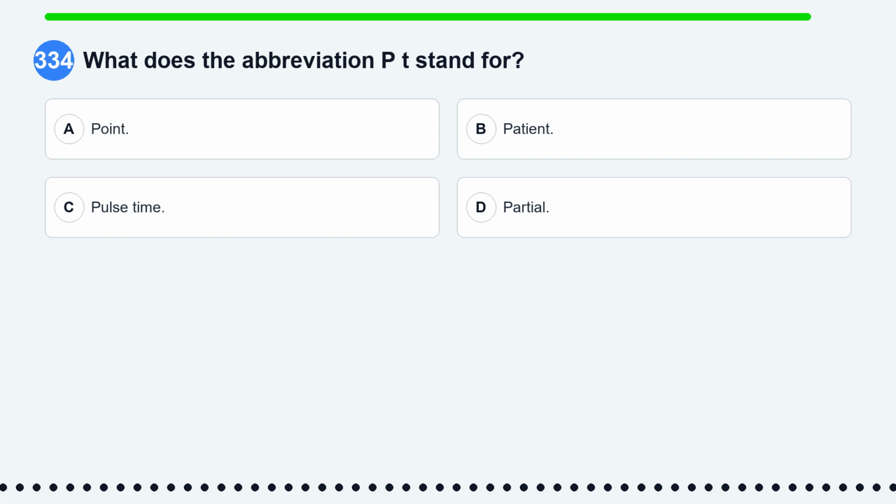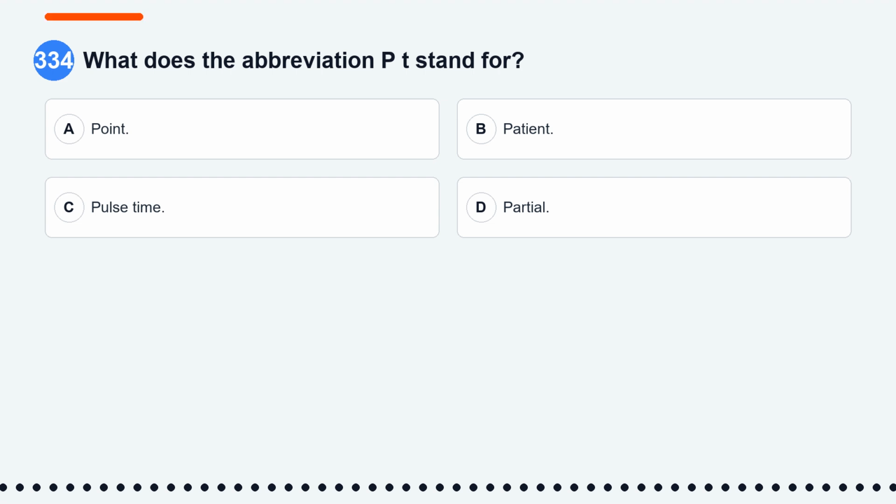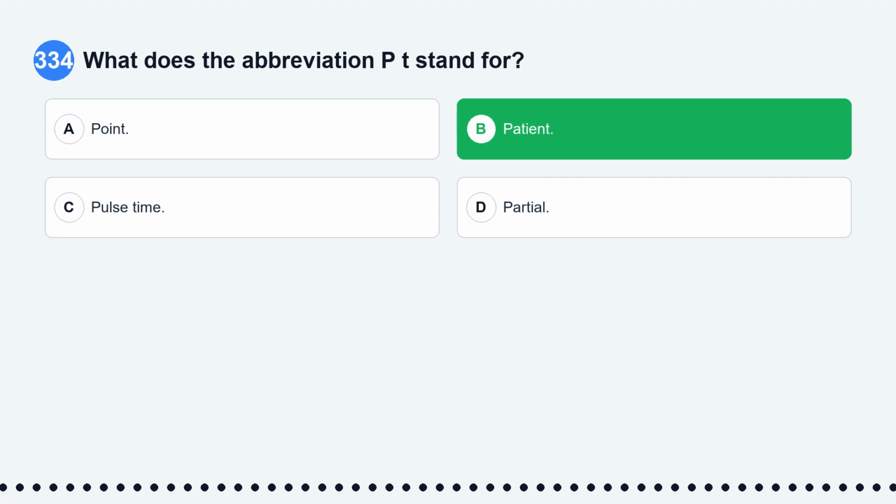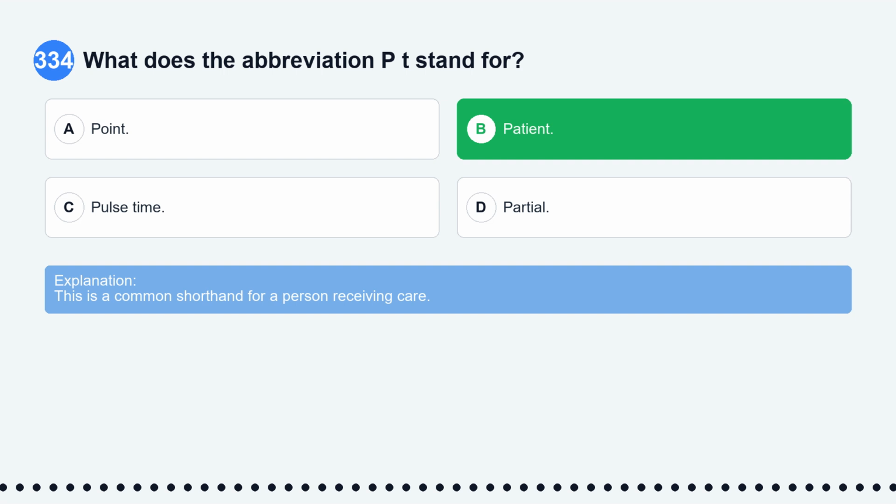Question 334. What does the abbreviation PT stand for? Option A, point. Option B, patient. Option C, pulse time. Option D, partial. The correct answer is option B, patient. This is a common shorthand for a person receiving care.